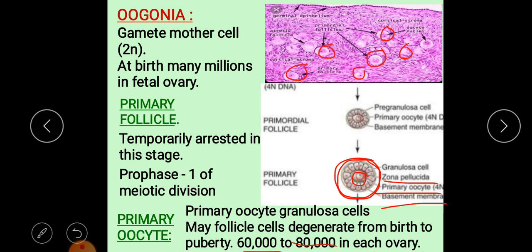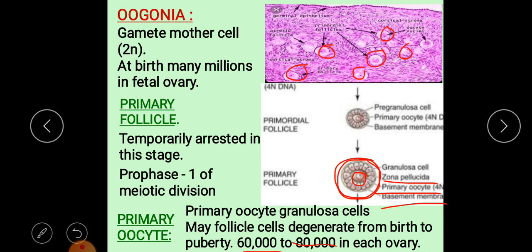Some changes will happen in those granulosa cells. Why? Because of the secretion of the gonadotropin hormone, FSH, the follicle stimulating hormone, which is secreted from the pituitary gland, the anterior pituitary. This hormone is also known as a gonadotropin hormone. Due to this secretion of FSH, some changes occur in the follicle cell development.